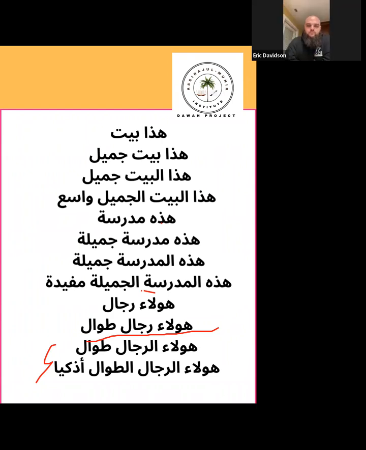Now, we start from the beginning. هذا بيت. This is a house. هذا بيت جميل. This is a beautiful house. هذا البيت جميل. This house is beautiful. هذا البيت الجميل واسع. This beautiful house is spacious. هذه مدرسة. This is a school. هذه مدرسة جميلة. This is a beautiful school. هذه المدرسة جميلة. This school is beautiful. هذه المدرسة الجميلة مفيدة. This beautiful school is useful.